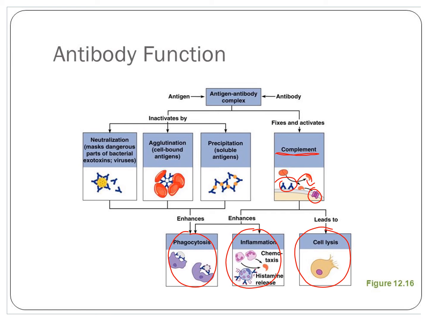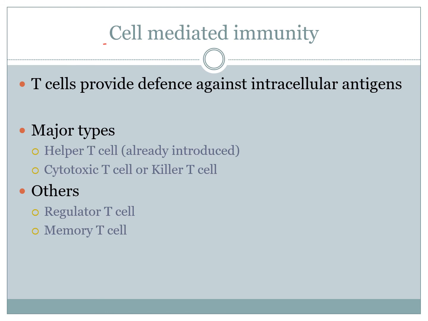The last type of immunity that we have is what's known as cell-mediated immunity. Now this is all associated with T cells. T cells are fantastic at dealing with what's known as intracellular antigens. There are certain classes of T cells that we'll introduce, and we'll talk about each of them and the overall process. The helper T cell we've already discussed. The next major player of T cells is what's known as the cytotoxic T cell or the killer T cell. The others that help the overall process are the regulator and memory T cell.